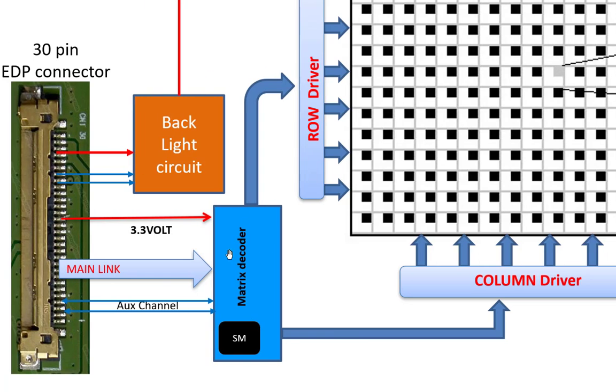This matrix decoder needs 3.3 volts, and this 3.3 volt is called LCD VDD. So this is LCD VDD. This voltage comes from the 3 volt and 5 volt section, and if this voltage is absent then you will get a white display problem. This matrix decoder requires two more signals. The first signal is called the AUX channel or the AUX signal.